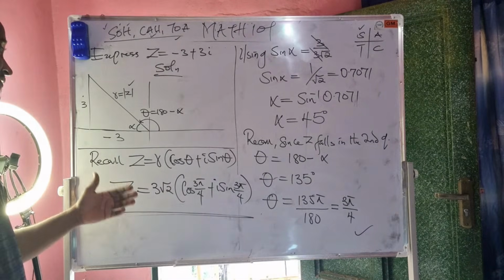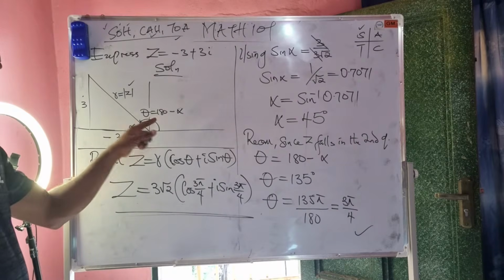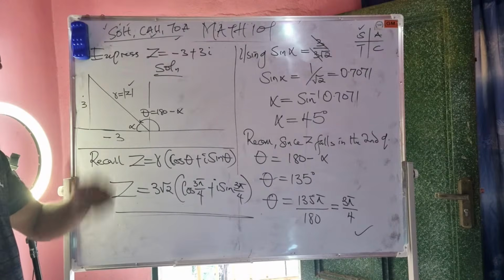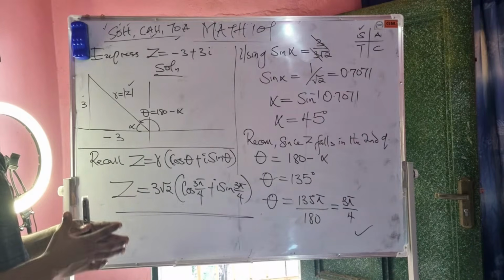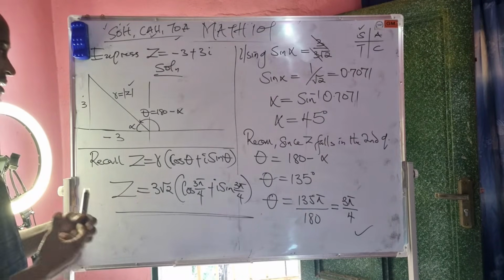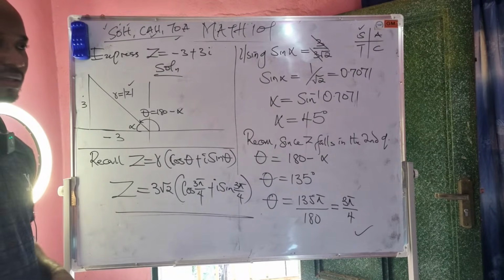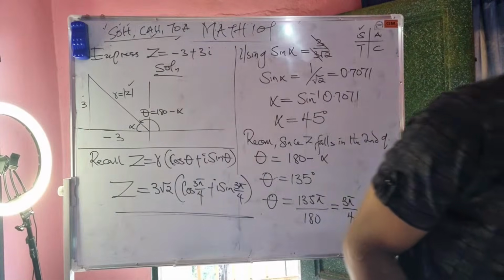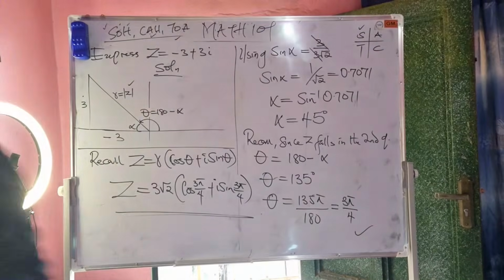If the value of Z falls in the third quadrant, you do the same thing by adding. That means to find my theta in the third quadrant, I will add 180 plus alpha. If the value of Z falls in the fourth quadrant, do the same thing: just subtract the reference angle from 360 degrees. Just like that. Let's see if we can solve one more example for the third quadrant.